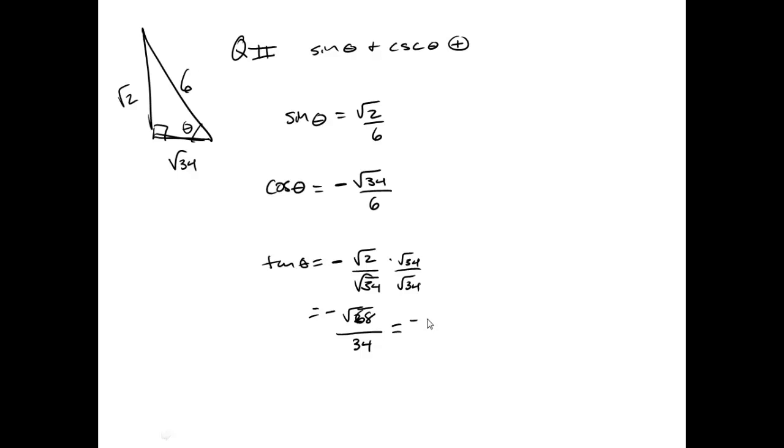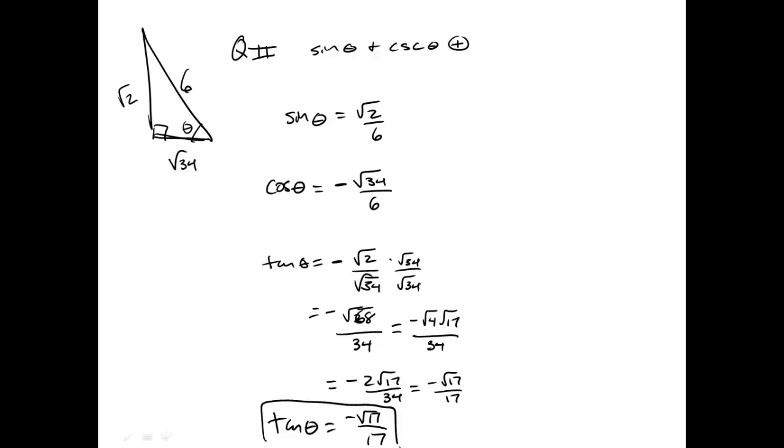Well, that's equal to a negative. This is really the square root of 4 times the square root of 17 over 34, just finding a perfect square factor of 68. Which really makes this negative 2 square root 17 over 34, which if you reduce this gives you negative root 17 over 17. So the tangent of theta is equal to a negative square root of 17 over 17. Alright, so we got sine, cosine, and tangent.